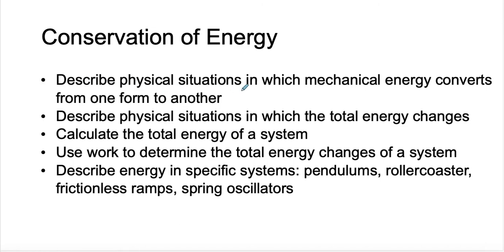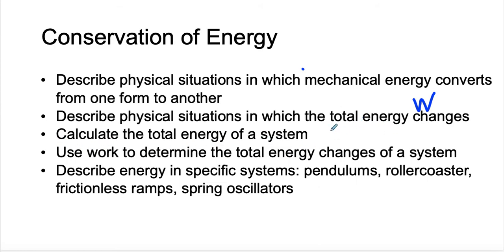So describe physical situations where the mechanical energy converts from one to another. Drop a ball, goes from potential to kinetic, in a spring, in all of these different situations. And we can see what some examples are in there. So describe the physical situations in which the total energy changes. So there are some cases where the outside source is giving energy, and when the energy changes, you have work being done on it. And so in the first case, you may just have converting energy from one form to another. In the second case, energy is being added or taken away from that.